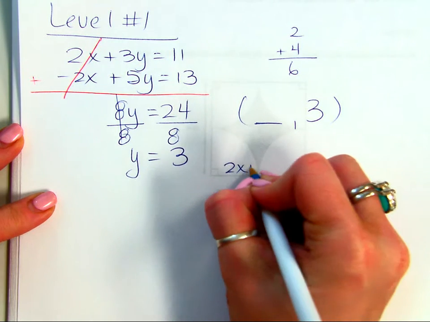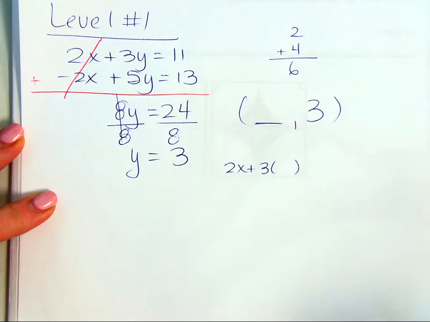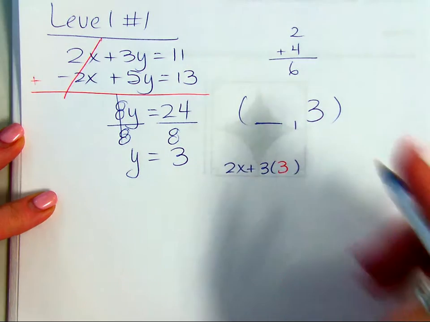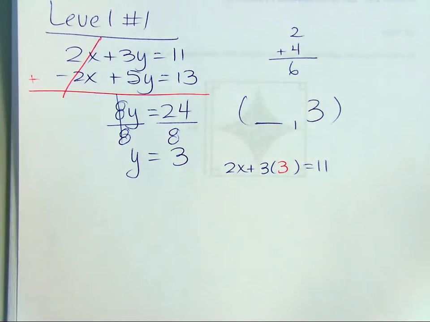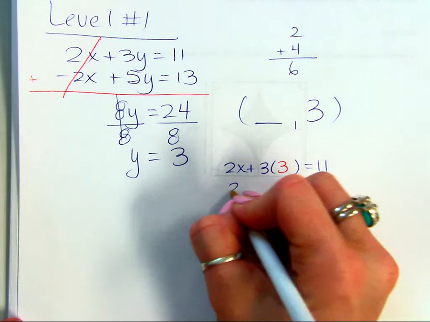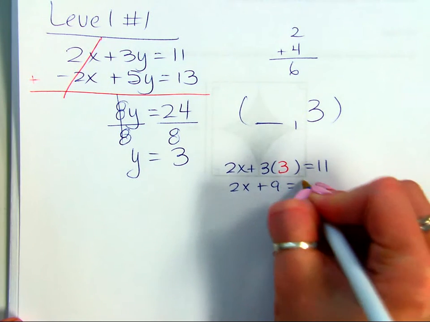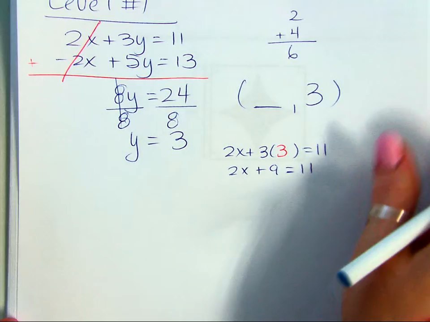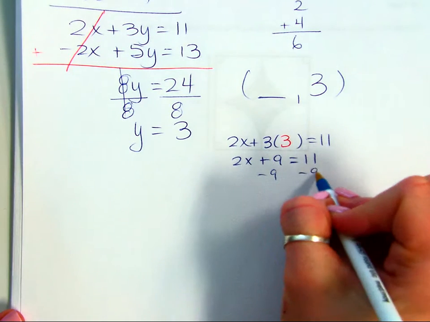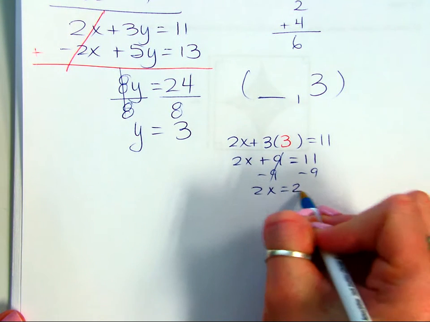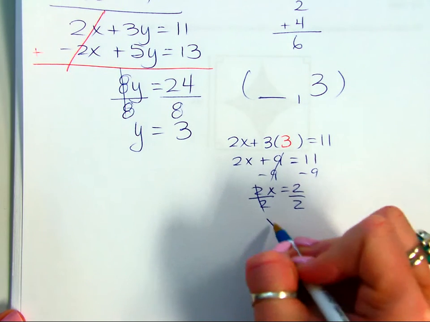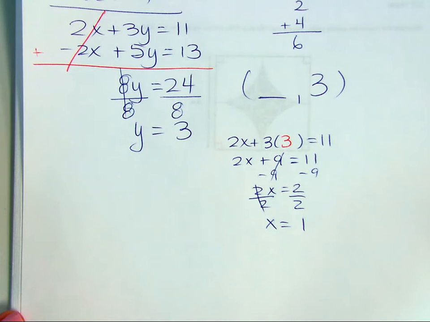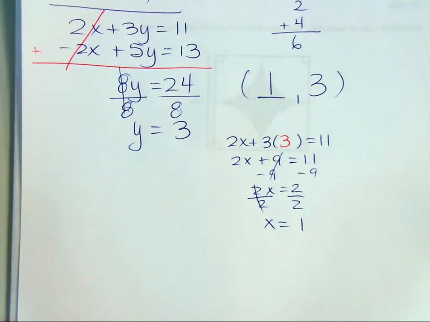So 2x plus 3y, which we just found out was 3, equals 11. So, you know, there's a little bit of extra work here, but it's not bad. You guys know how to solve equations. Okay? So then subtract 9, and 2x equals 2. Divide by 2. So that means when y is 3, your x is 1. Elimination. You literally are just eliminating one of the two variables.